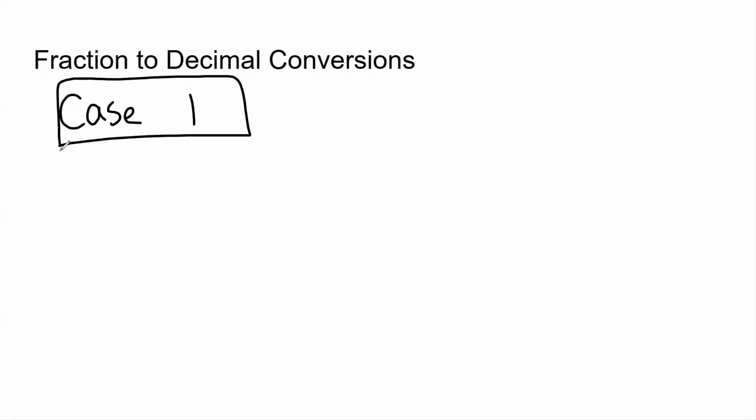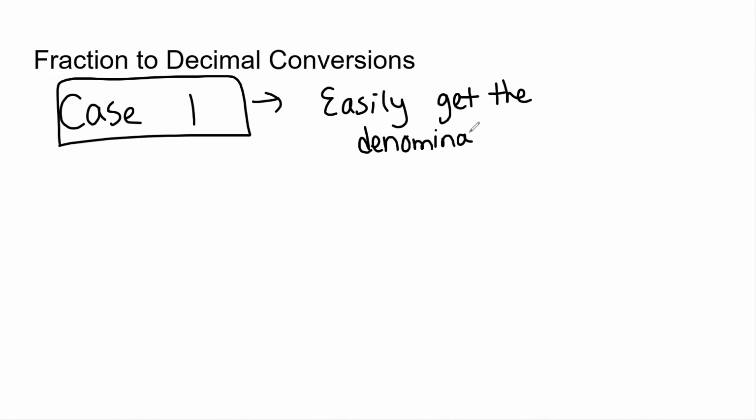So let's go the other way. I would say this is harder, especially if you're doing it by hand. Okay, we have two situations. The first situation is not that bad. I'm going to call this case 1, or situation 1, when we can easily get the denominator, so the bottom, to be 10, 100, 1,000, one of those, because decimals come as tenths, hundredths, thousandths, etc. Okay, so this is the easier case.